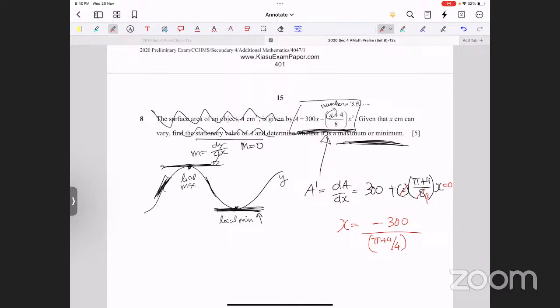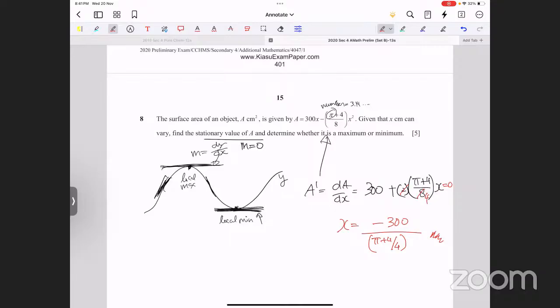Now, Matthew, is this the stationary value of A? Is this the stationary value? Wait, which one? This weird guy. No. And you're absolutely right. So is this useful or not? No. It is useful.